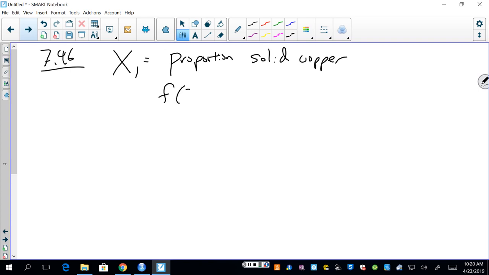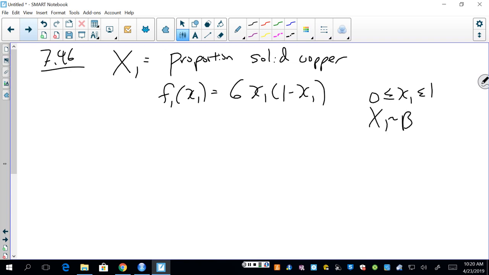And the density for x1 is going to be 6 times x1 times 1 minus x1, for 0 less than or equal to x1 less than or equal to 1. So the proportions are going to be scaled between 0 and 1. This is actually a particular beta distribution for this example. x1 is actually a beta distribution, and the parameters would be 2 and 2, because the density has alpha minus 1 and beta minus 1 as exponents, so both would be 2.